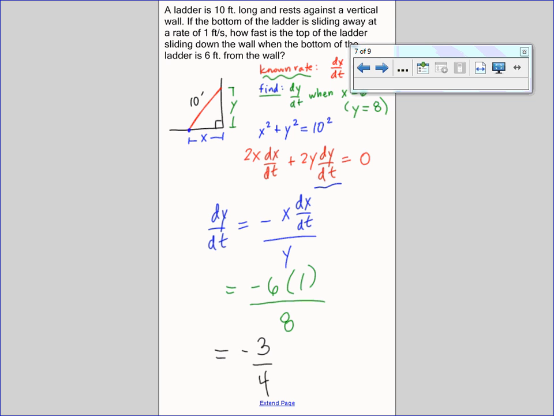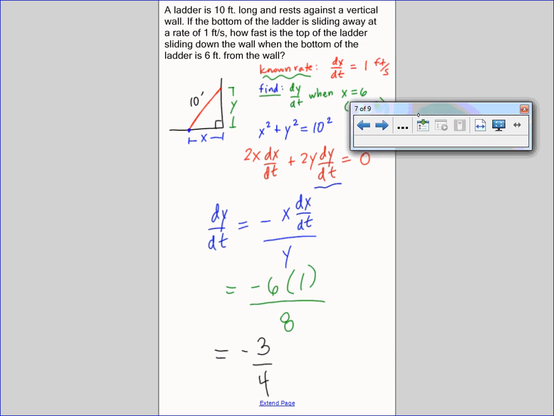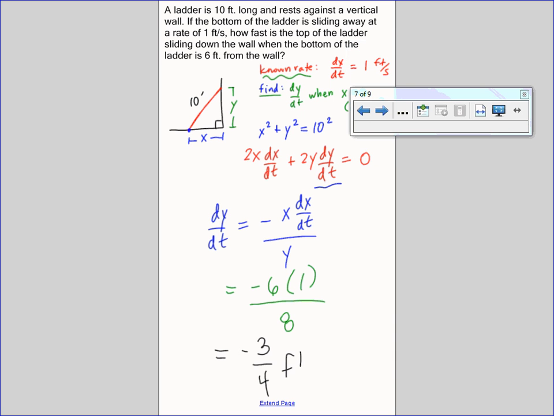3/4. What would a label on our dy/dt be? Riley E? Feet per second. Uh-oh. We got a negative. Did I mess up? Do we have a negative here, Tyler? Yeah, it's sliding down. Oh yes, the ladder is sliding down the wall, so that quantity y would be changing with respect to time, and that value y is decreasing as the ladder slides down the wall. Therefore, the negative answer makes sense.